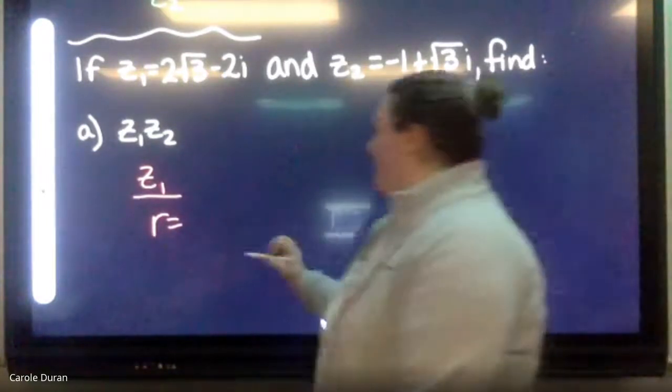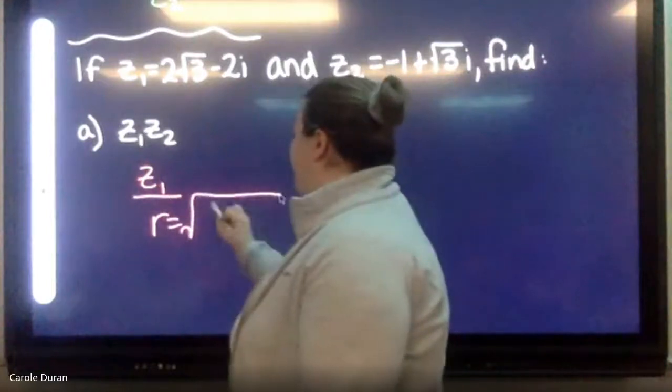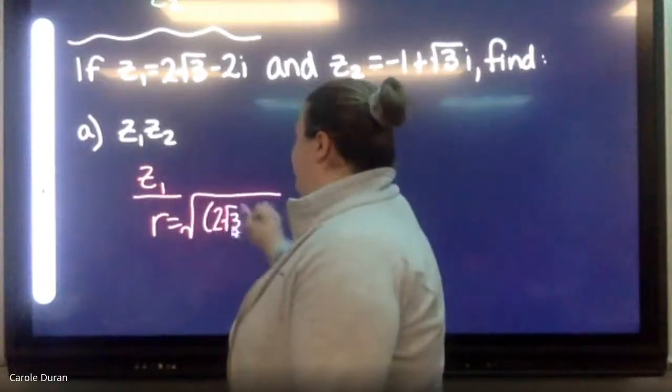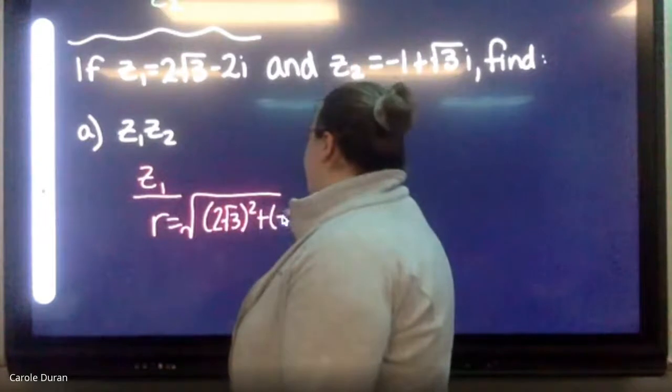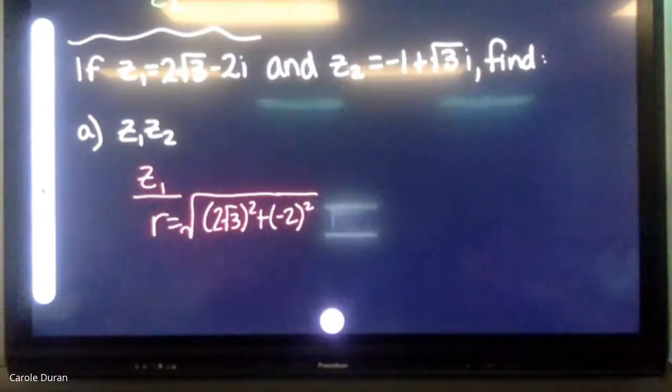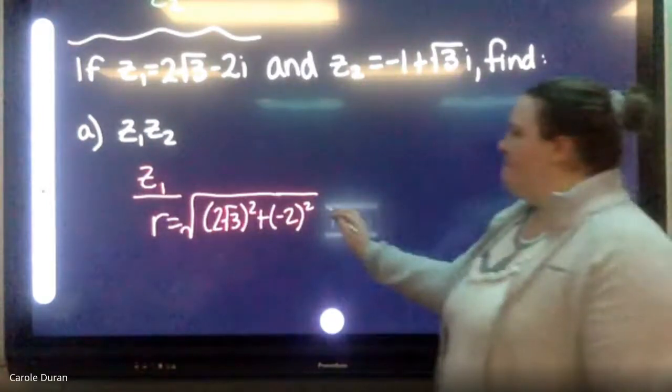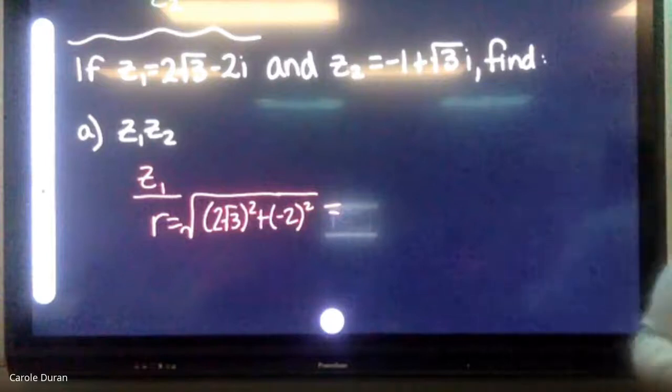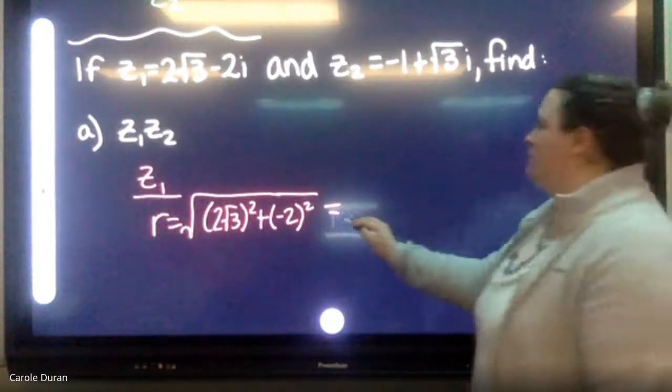Just square root both of them. Okay, so we're going to square each of the parts of that first complex number, add them together, and then square root the answer. So when I square 2 root 3, I already know that I get 12.